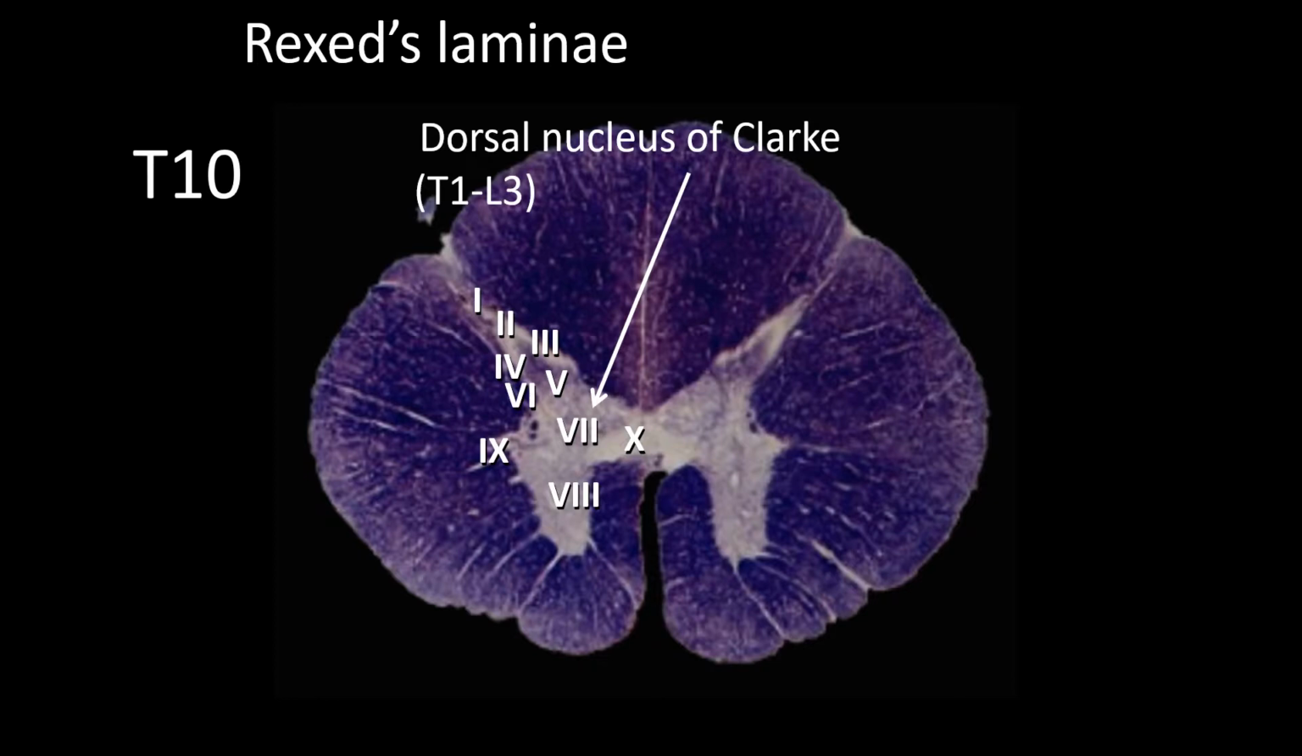I have now labeled the nucleus of Clarke. The nucleus of Clarke is present in Rexed zone 7, extending from T1 to L3. Axons from the cells in this nucleus constitute a tract that goes to the cerebellum.